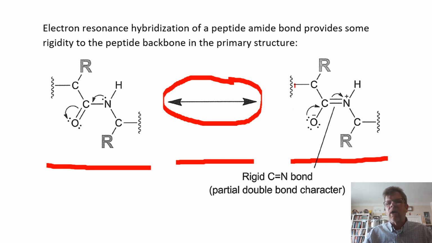This is no longer a floppy, single-bonded structure anymore. There is some double bond character to it. This double bond character rigidifies it. We get a not complete, but somewhat rigidification of the peptide backbone.